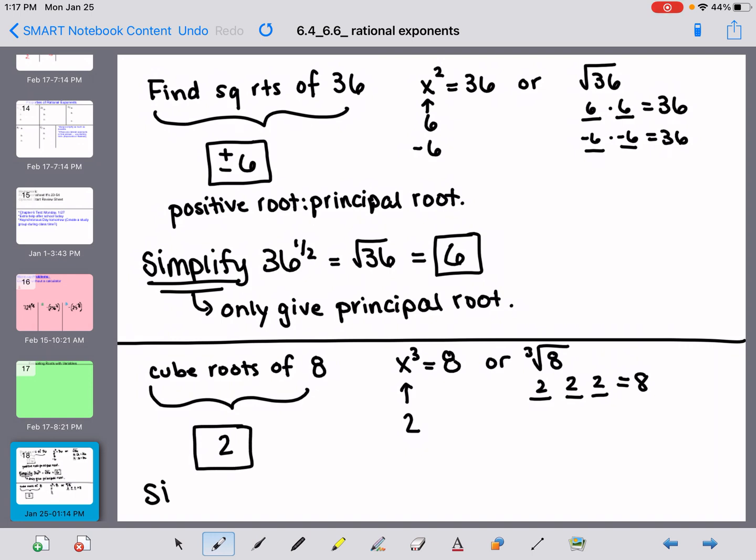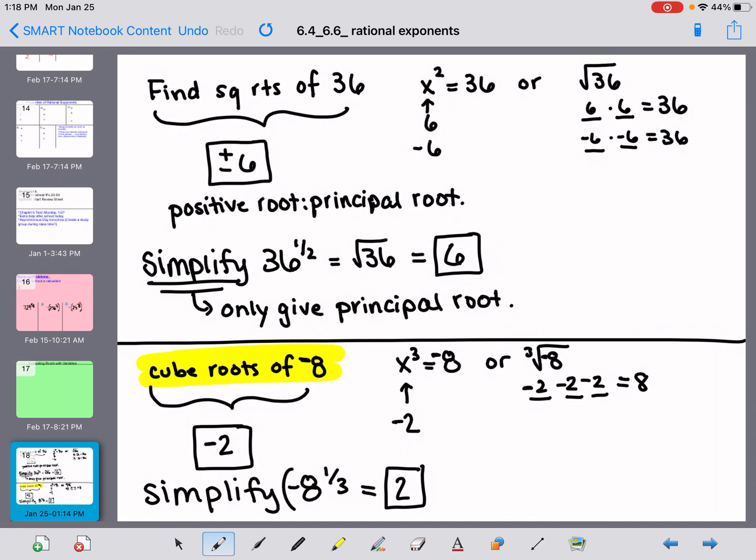So if I say simplify 8 to the 1/3, the answer is still 2, right? 2 times 2 times 2 is 8. When it's an odd root, you have no issues because there's only one root anyway. Even if we change this to a negative 8, that would change your answer to a negative 2. But there would still only be one root in the first place, right? So if this was negative, this would still be negative. So we only run into this principal root issue when the root is even.